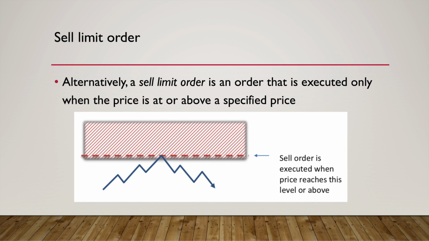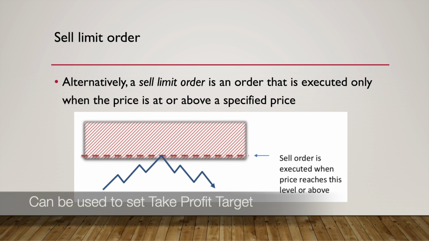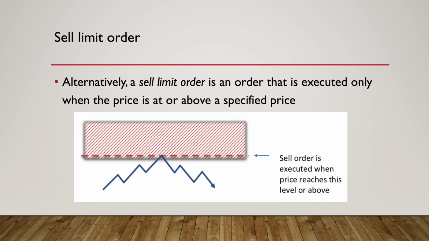You can also use the sell limit order to place a take profit target. Meaning, if you're in a trade, in a position, and you want to take profit at a certain level, you would use the sell limit order, and when the price reaches that level, the shares will be sold if the price reaches above that set limit.